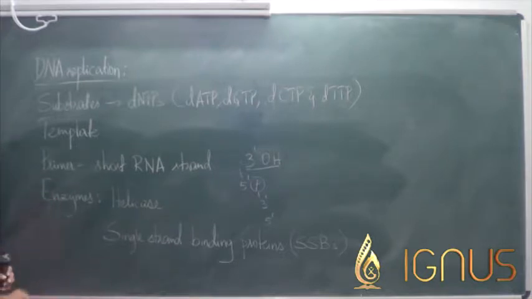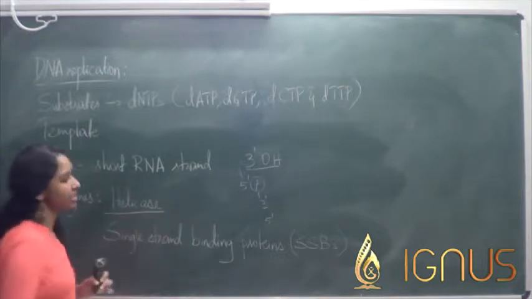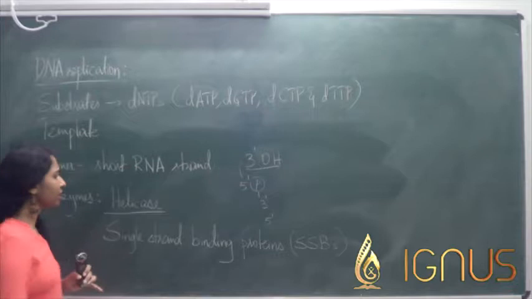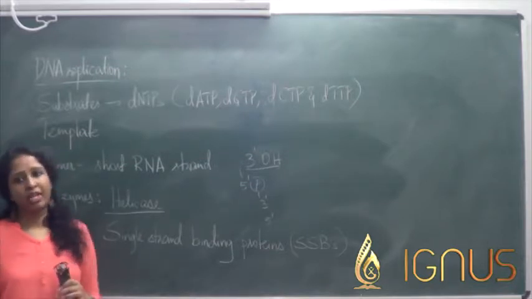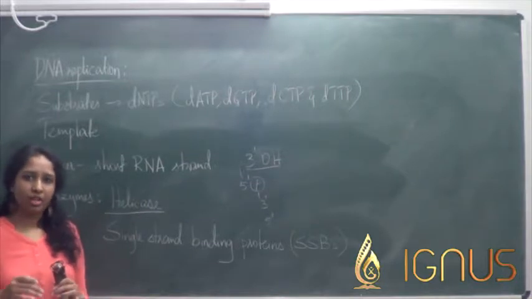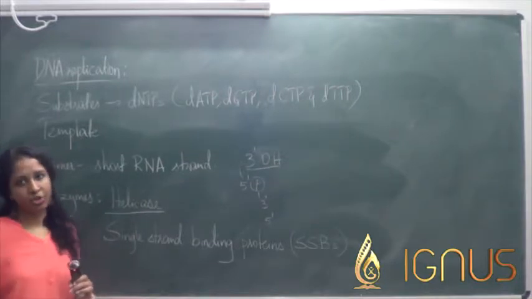The most important thing for DNA replication would be the enzymes that will be used. Now we'll be looking at each and every enzyme individually. Helicase is the first enzyme that comes into use. Helicase is a DNA unwinding enzyme. It's going to break down the hydrogen bonds that are formed between the nucleobases.